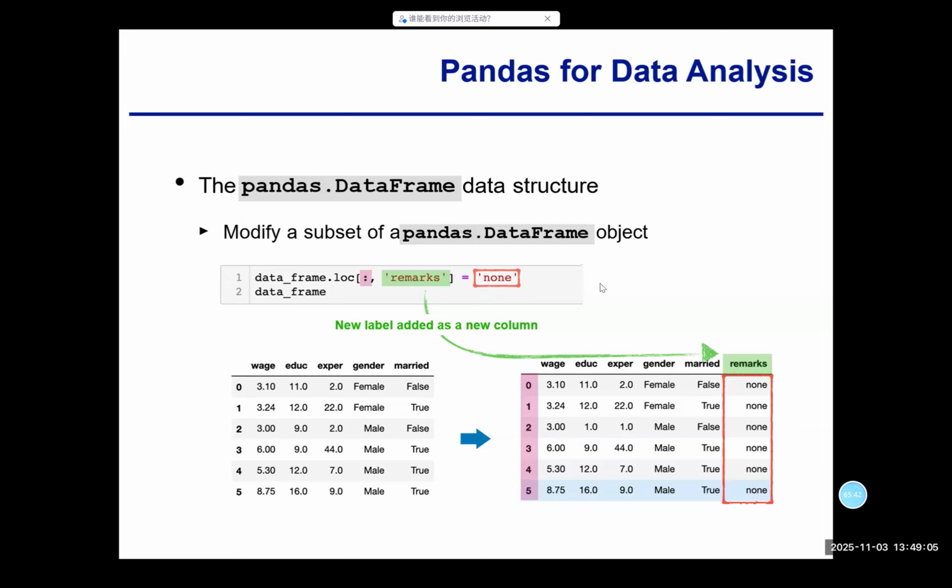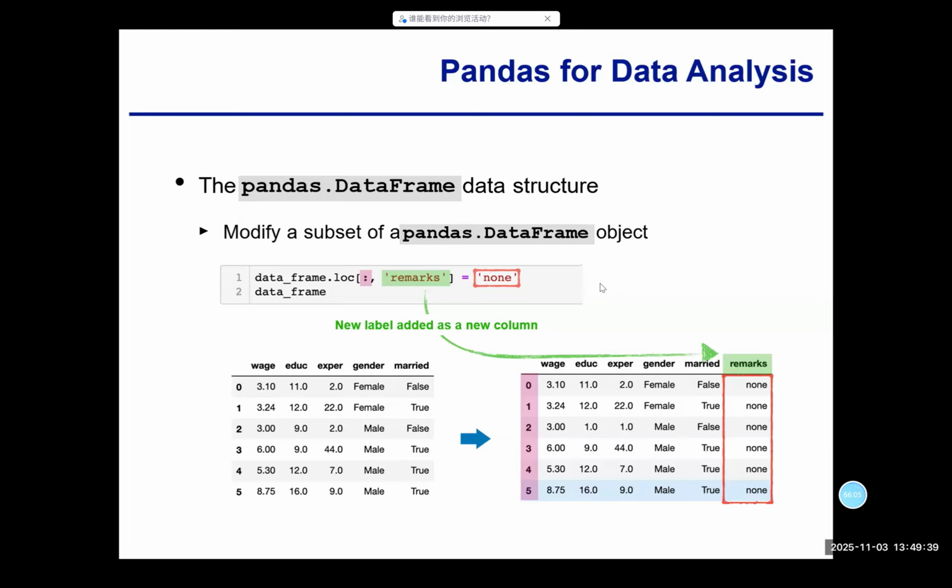In Python, in pandas, we can still do this. For example, here, to define a new column with a pre-specified value of all to be a string of none, you can write code something like this. Data frame dot loc, so that we are using name-based referencing. We start with a colon in the first index, in the first dimension, which means that we are selecting all the rows. And for the column name, we are using a column label of remarks.